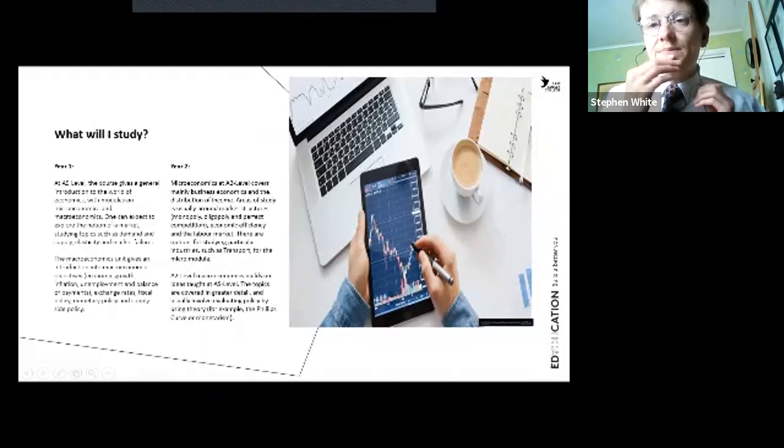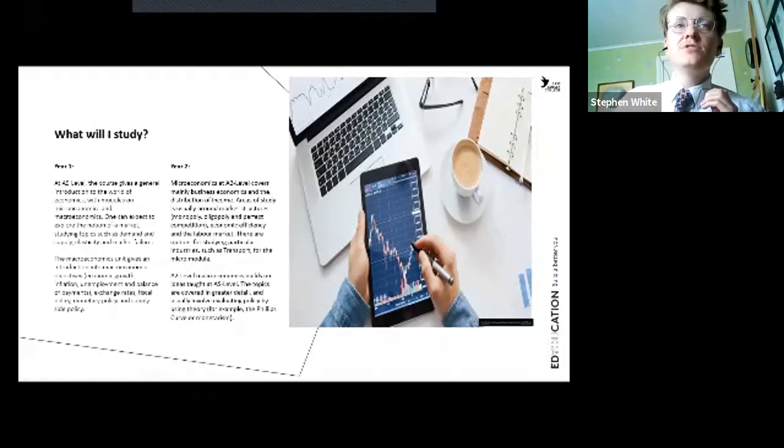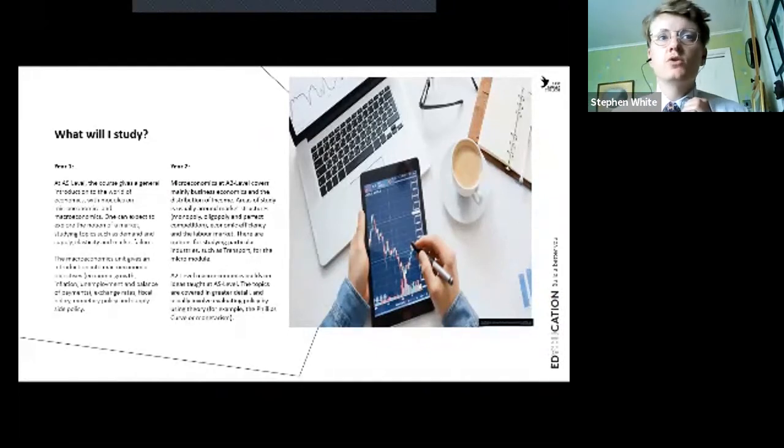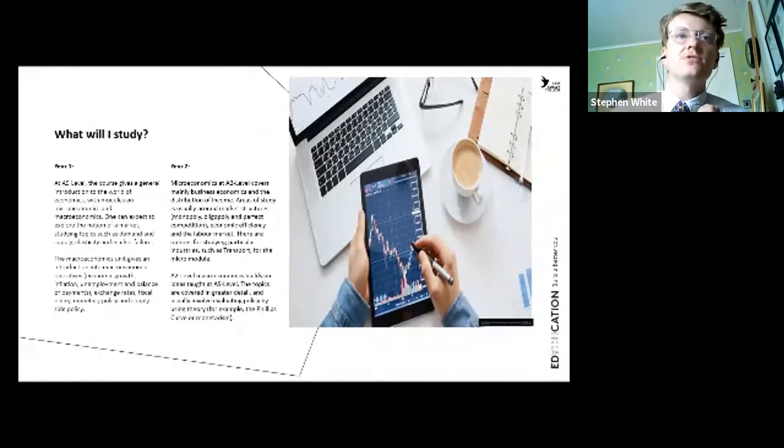What you will study, moving from year 1 to year 2: in the first year, which as you know is AS level, the course gives a general introduction to the world of economics. Okay, this gives you the foundations that you need, with modules on micro and macroeconomics. One can expect to explore the notion of a market, studying topics such as demand and supply, elasticity, and market failure. Don't worry about some of these big terms and keywords because they will become quite relevant to you, and we will go through it step by step as the year progresses.